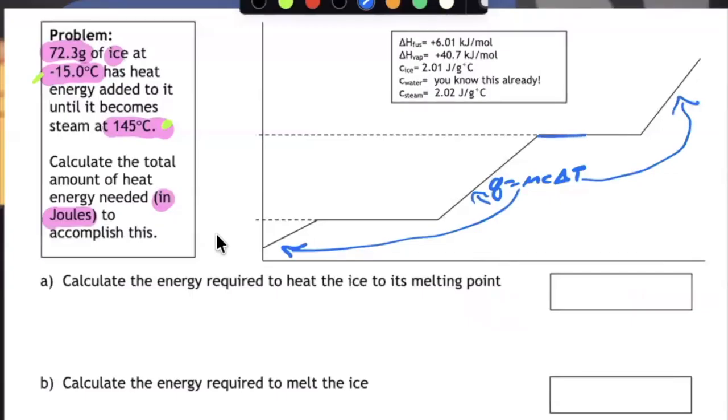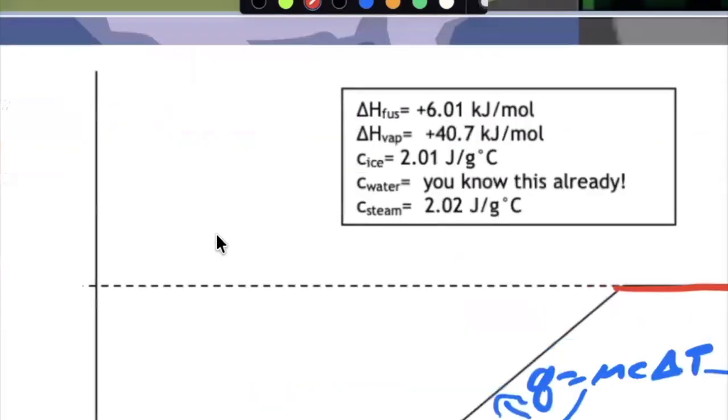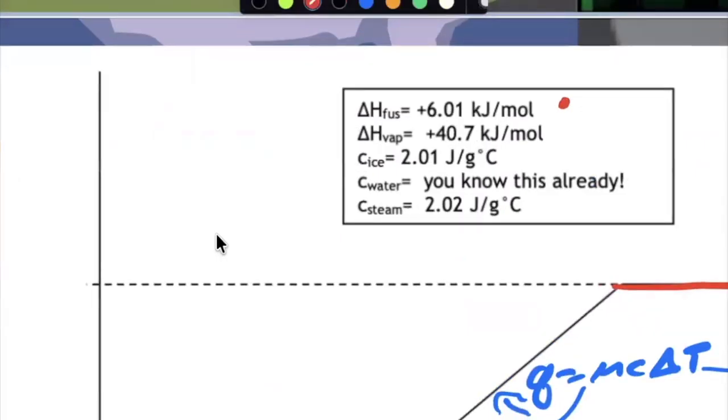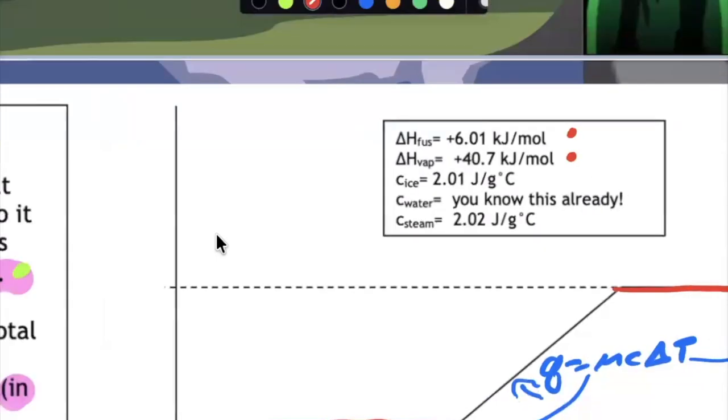This is a phase change right here. Let's just change the color of our ink for these. So these are phase changes. And for these, what you need to do is use your delta H, and you're going to use that as a conversion factor. This is pretty much just like we did before with the other delta H's. So this is why we did stoichiometry first, so you would be comfortable with using things as conversion factors.